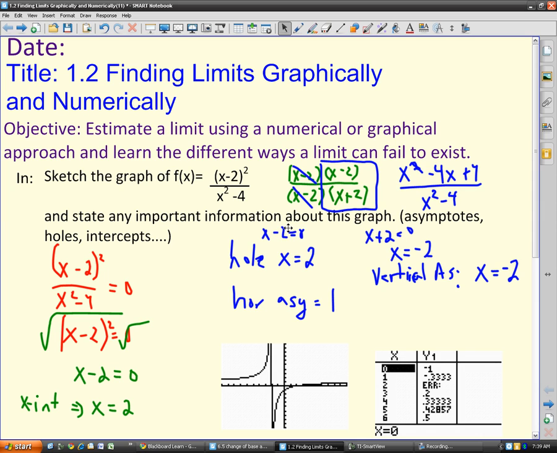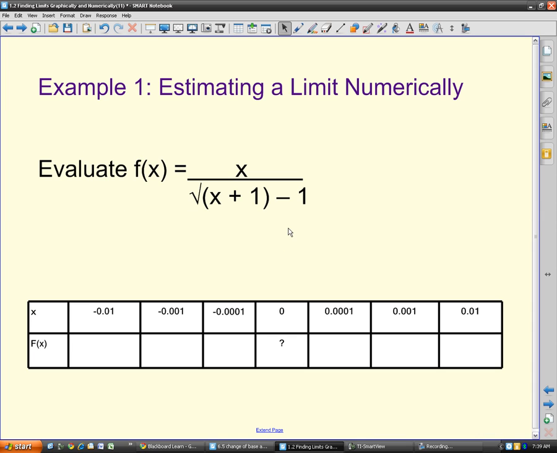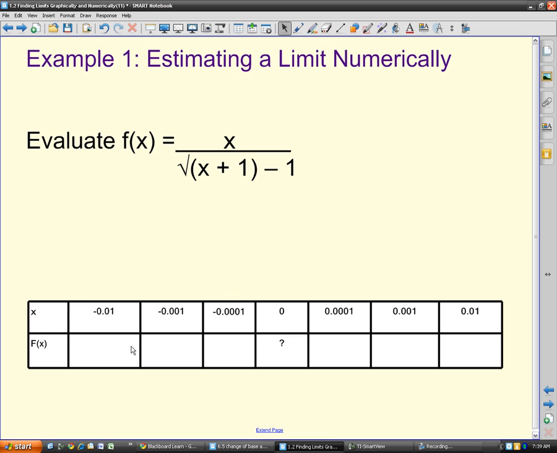And so here's the first one, and they're asking you to estimate the limits numerically. Basically what you're trying to do with this one is find out what happens as we get close to 0. Because look what happens. If I put 0 into this function, I'll get 0 on top. And on the bottom, I'll take the square root of 0 plus 1 minus 1, which is really 0 over 0. So we don't know exactly what's happening here at 0. We've got to figure out what's happening as we get close. And so this is going to be estimating a limit as we approach 0.